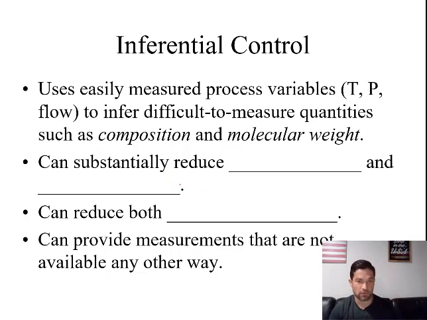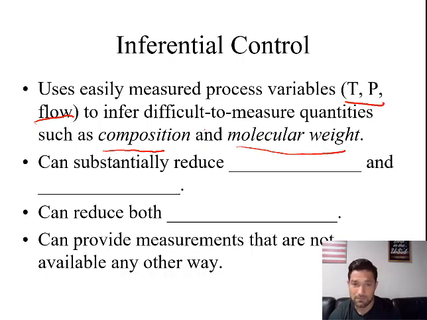Okay, so inferential control, this is going to be our first topic. The idea of inferential control is to use an easily measured process variable. The things that are easy to measure are temperature, pressure, and flow. These can be measured typically pretty quickly, very accurately, and the control systems are fairly cheap. So inferential control is to use these process variables to infer more difficult to measure quantities. Difficult to measure quantities might be composition and molecular weight.